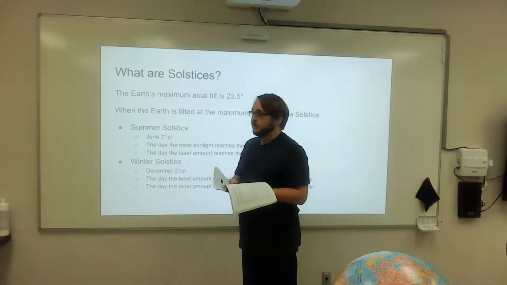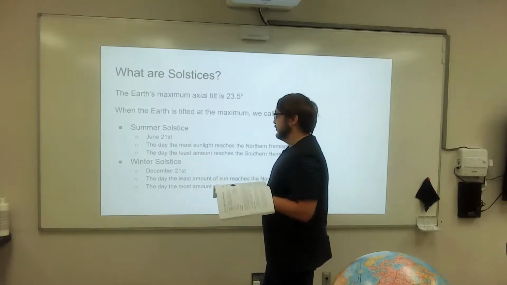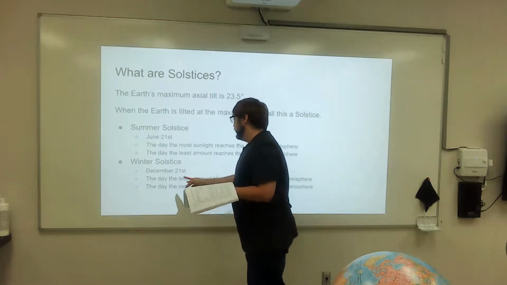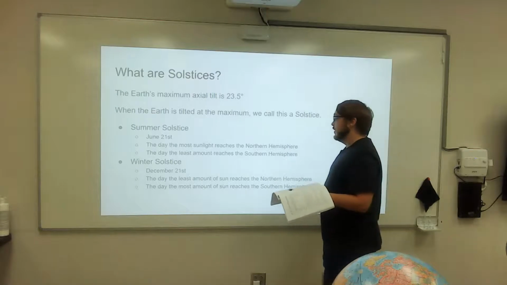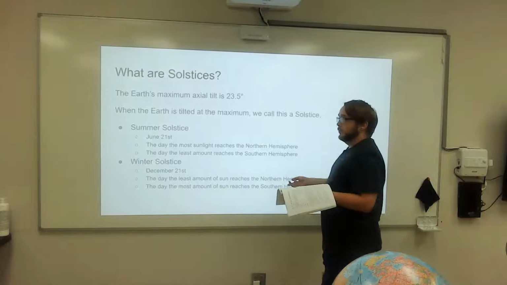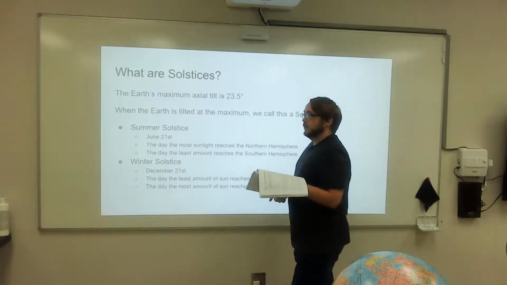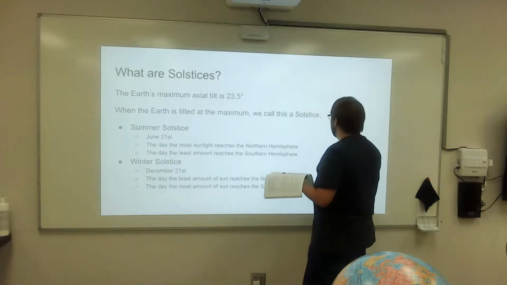The winter solstice is on December 21st, and it is the opposite of the summer solstice because that is the day the least amount of sun reaches the northern hemisphere, and the day the most amount of sun reaches the southern hemisphere. Do we have any questions on the helions and the solstices? No, no questions. Got it.